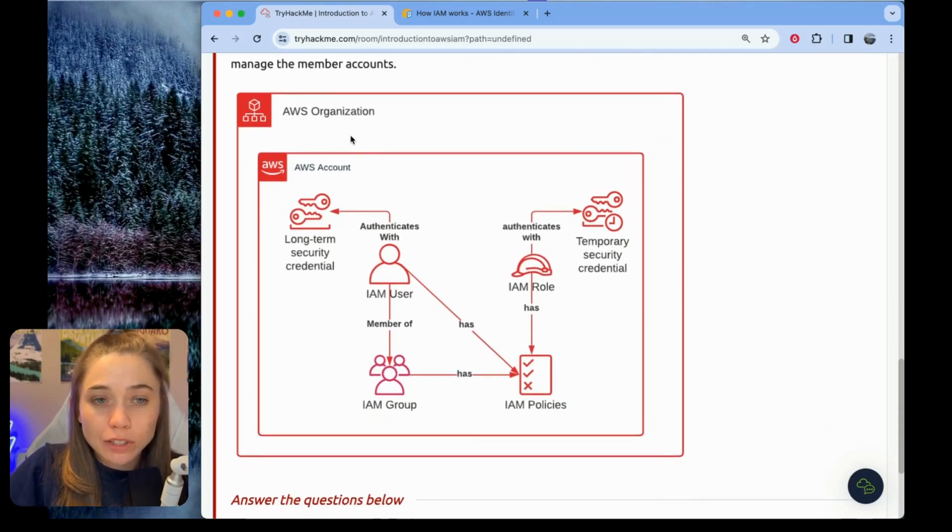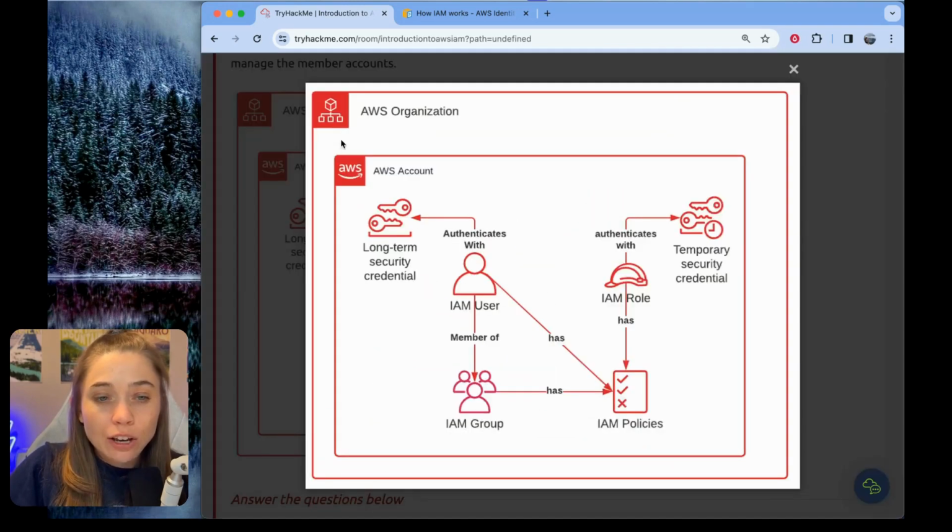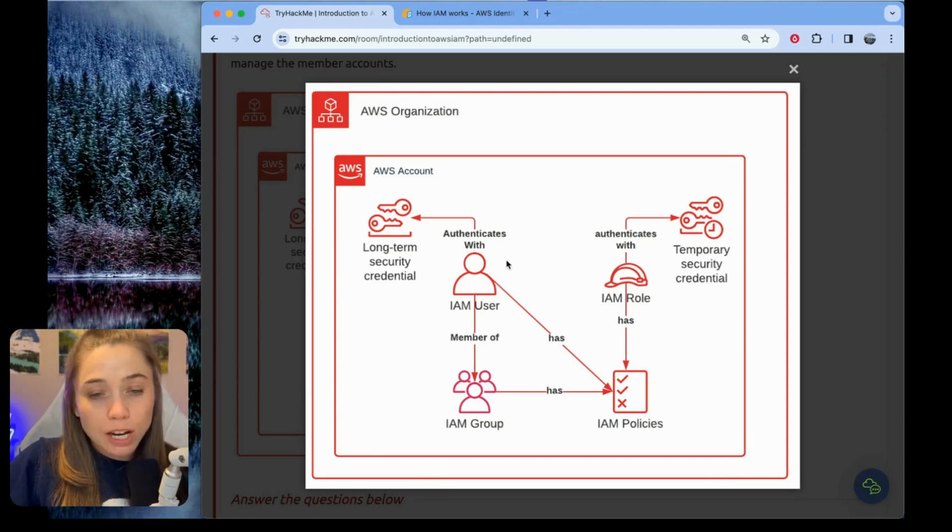Here's a nice little diagram about what they're talking about. So here we're in the boundaries of an AWS organization, and you remember AWS organizations typically consist of multiple AWS accounts that are member accounts, and typically they're organized in organizational units. So here's one AWS account in the organization, and we have a couple examples of the principals we were talking about earlier. So we have the IAM user, which is an IAM principal, and the IAM user has a few different things going on. So the IAM user authenticates as that user with long-term security credentials.